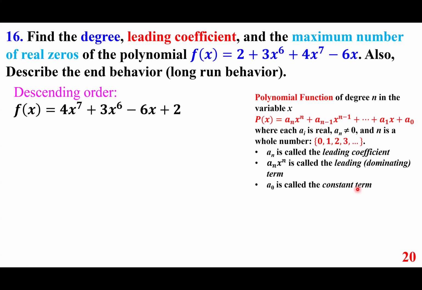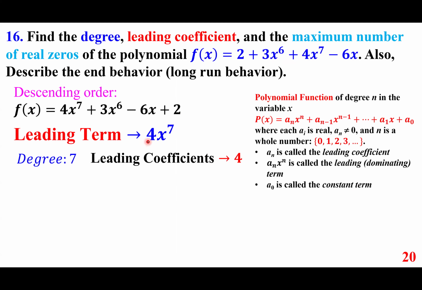So putting it in descending order results in 4x to the power of 7 plus 3x to the power of 6 minus 6x plus 2. And clearly, this guy is the leading term. So the degree is 7. The leading coefficient is 4. Degree 7. Leading coefficient is positive 4.